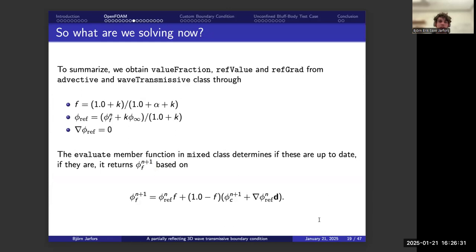So to summarize here, we obtain the value fraction, ref value, and ref grad from the advective and wave transmissive classes through this set of equations. And the evaluate member function in the mixed class determines if these are up to date, and if they are, it returns the current time phase value. And the other ones, like the value internal coefs, the value boundary coefs, etc., will return the corresponding value to the linear system which is solved.